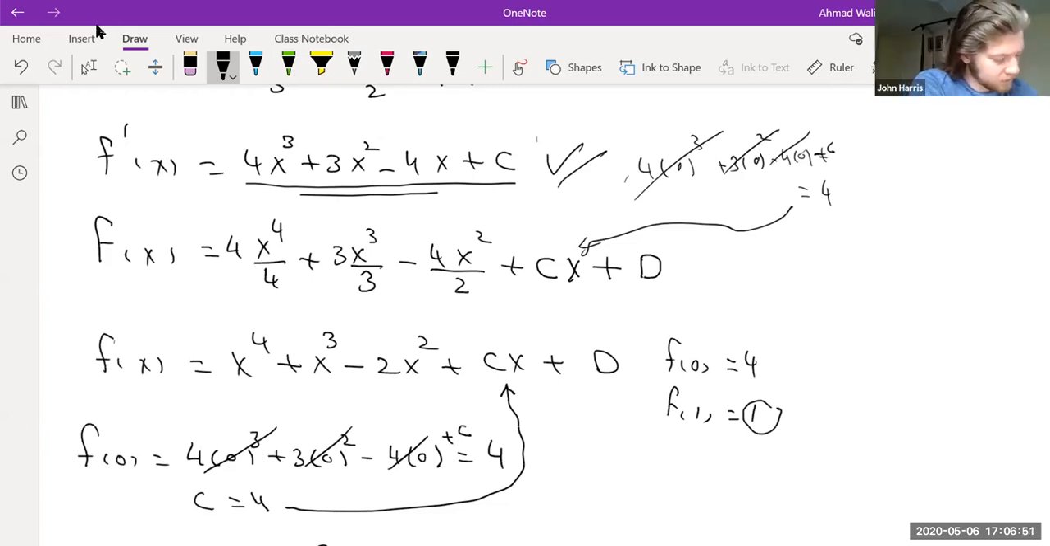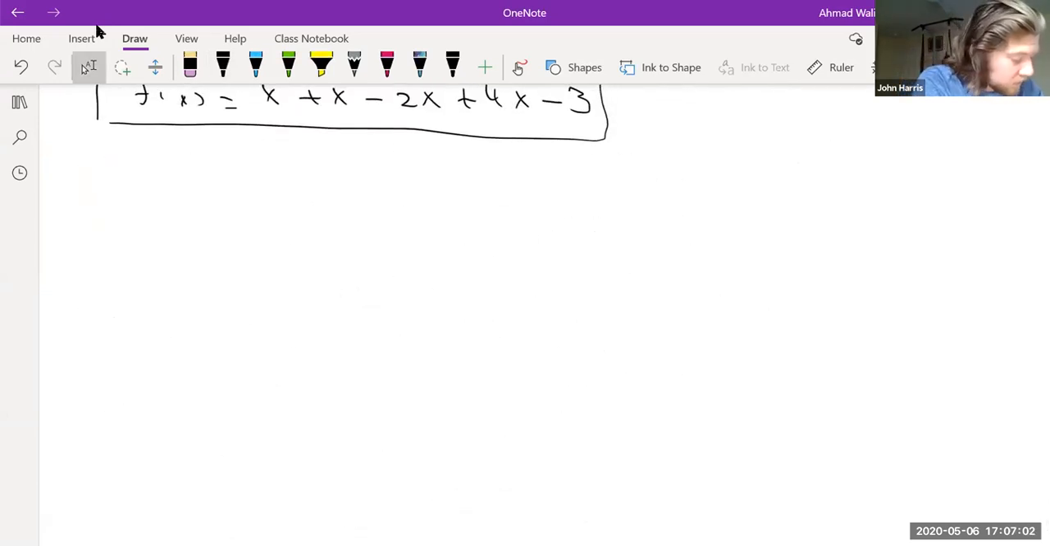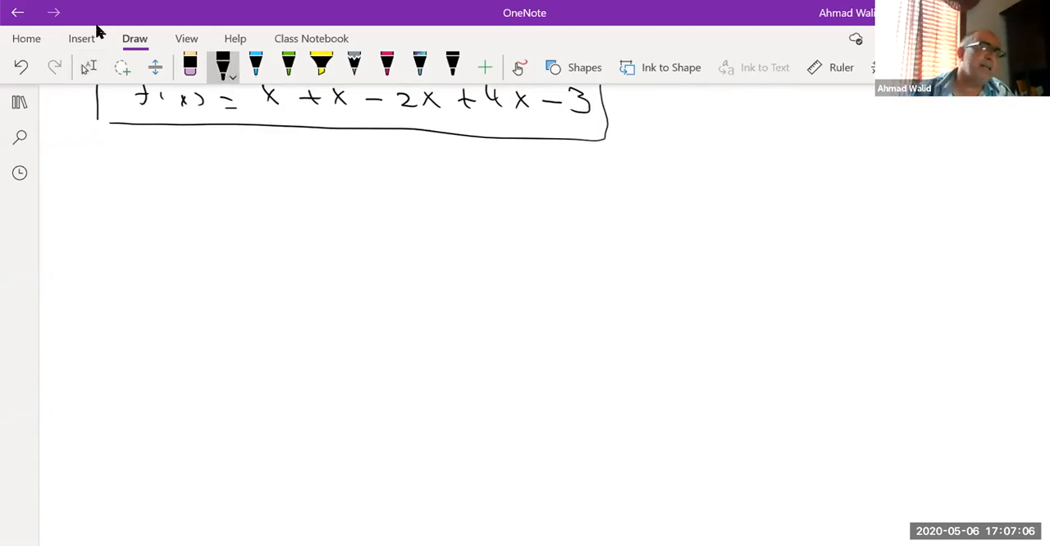Okay. Another example, they give you as a separate topic here, but it comes under antiderivatives.